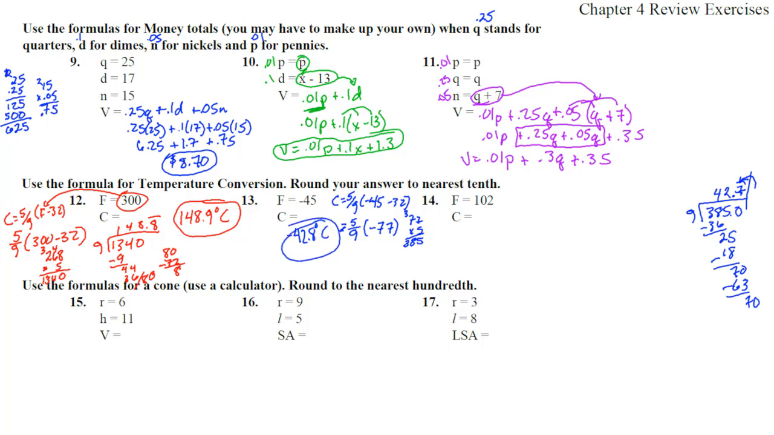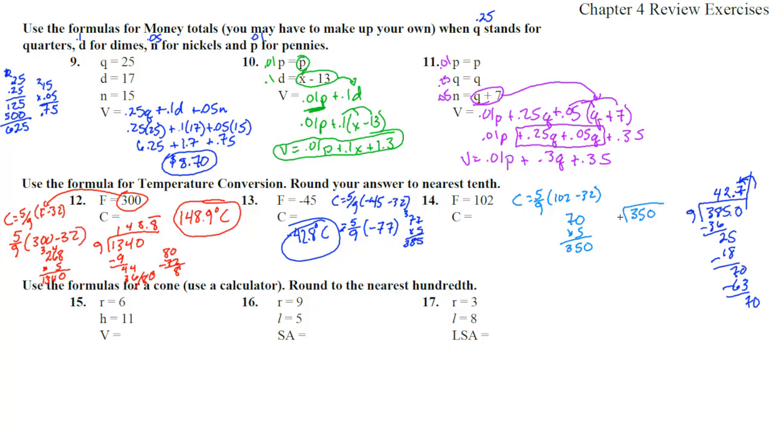All right, and number 14. We get Celsius equals 5/9, 102 minus 32. So 102 minus 32 is 70. And we're going to times it by 5 and divide by 9. So times by 5, oh, that's a nice one. That's 350. So we've got to take 350 divided by 9. We can put it right here.